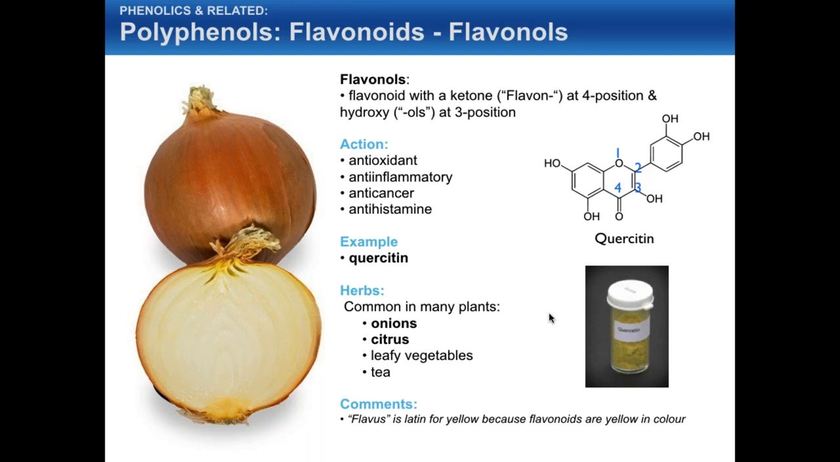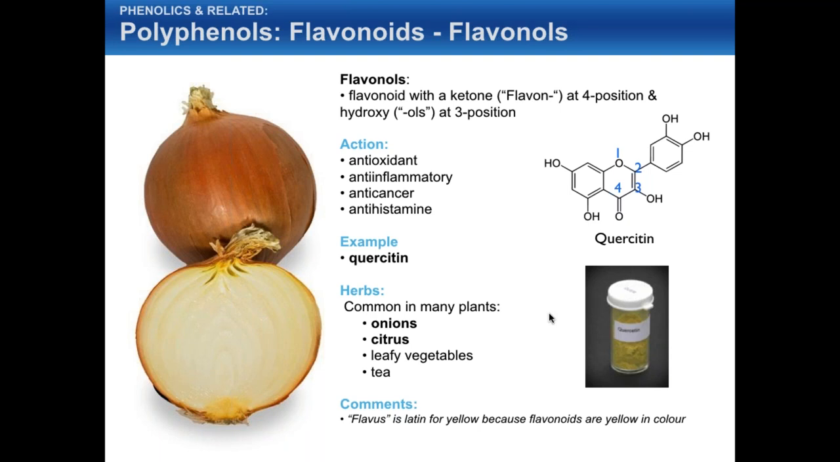Leafy vegetables, and when you're drinking green tea, a lot of people talk about tea and how health promoting it is. In addition to containing some specific flavonoids we'll talk about in a second, it does contain things like quercetin as well. So most foods don't have just one thing, they have multiple phytochemicals in them.